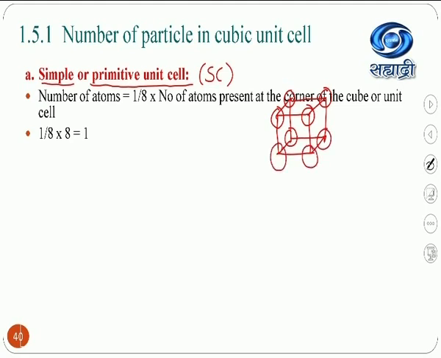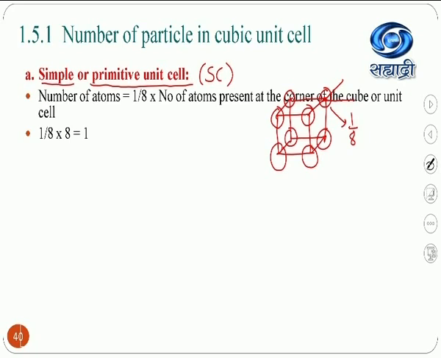8 spheres are present. If you take the share for this particular unit cell from these spheres, we will get only 1/8 share, a 1/8 portion of that constituent particle in the unit cell. Why? Because this particular constituent particle is common for 8 cubes. That's why each cube gets only a 1/8 share of each constituent particle, each lattice point.